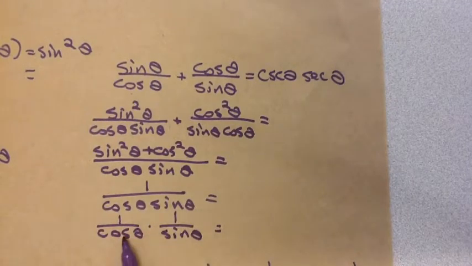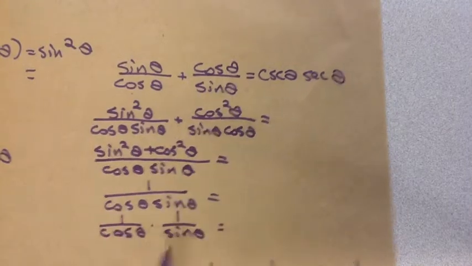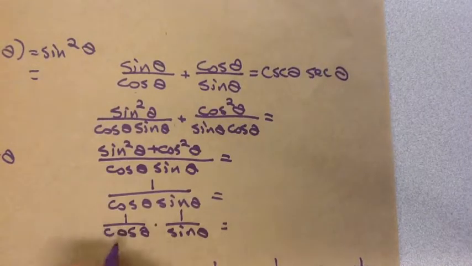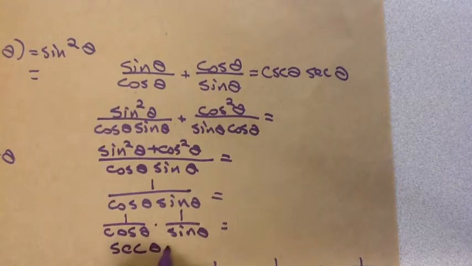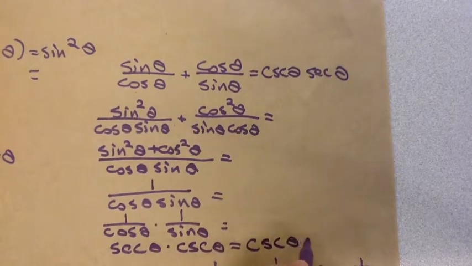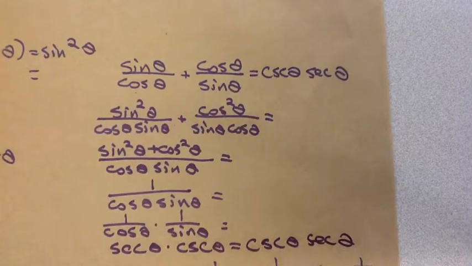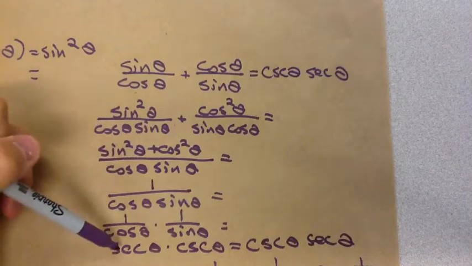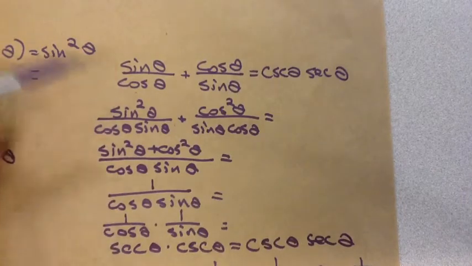Now I can look at the reciprocals, because why do I want fractions here? 1 over cosine theta equals secant theta. 1 over sine theta is cosecant theta, and that equals what we're looking for, cosecant theta secant theta. So we combined the fractions with like denominators, used our Pythagorean identity, and got it down to our reciprocals.